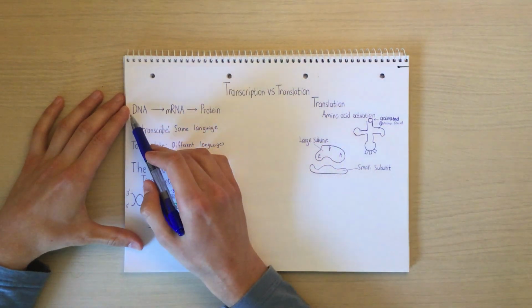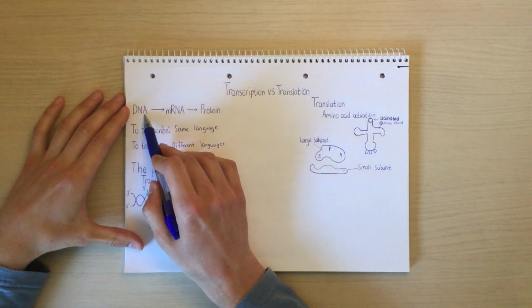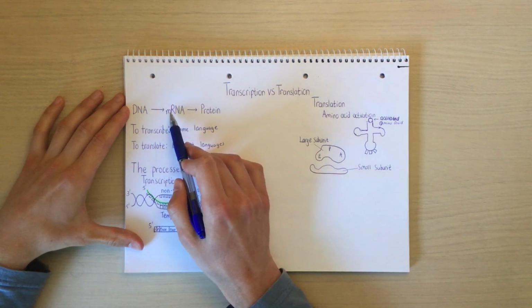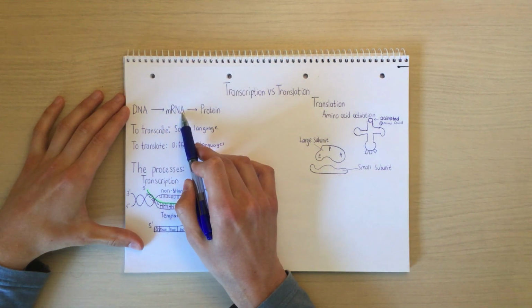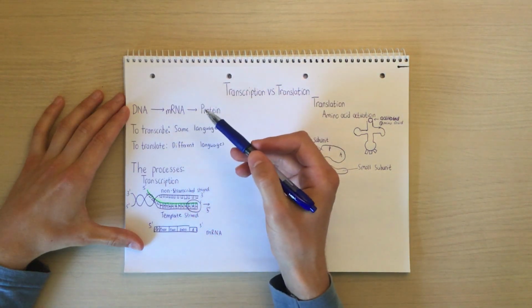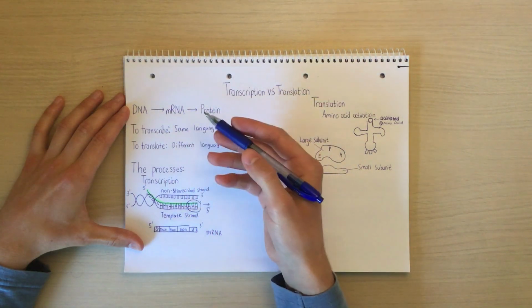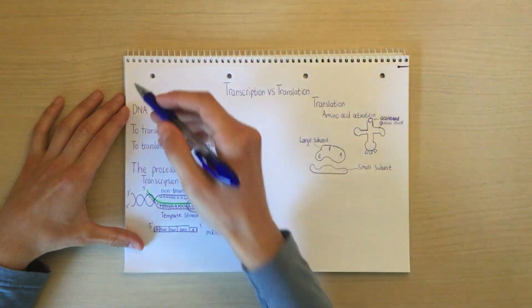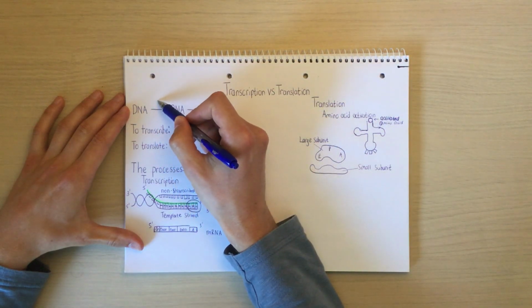So we have deoxyribonucleic acid, and then we get messenger ribonucleic acid. Both of them are nucleic acids. They're the same type, right? They're both nucleic acids. So we know that that process is going to be transcription.